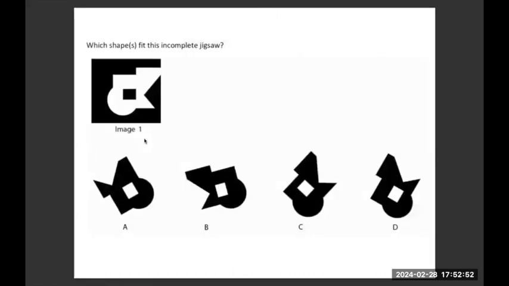So here's the first question. You're given an image one. What you have to find is, there's a positive negative image which is given in image one. There's a white part, which is the cutout, and there's a black part, which is the cardboard, or a black paper. What you have to find is which of the figures will fit exactly inside this jigsaw puzzle. In this case, it is shape or shapes, which means one or more options are correct here.